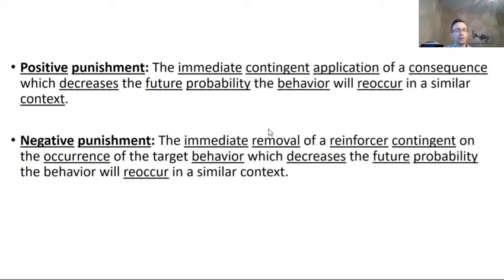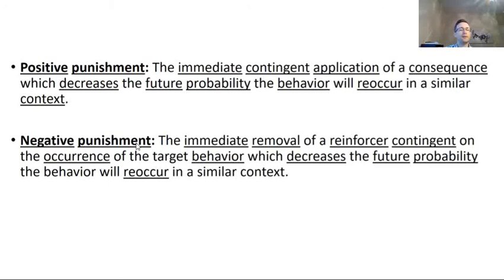Now, there's a difference here that was not planned. It says removal of a reinforcer contingent on the occurrence of the target behavior. This is an application of a consequence which decreases the future probability of behavior. So I hope that's not confusing here. The reason why this is immediate removal of a reinforcer is because in negative punishment, you're removing something from the environment or reducing something in the environment. So something in the environment has to be there.